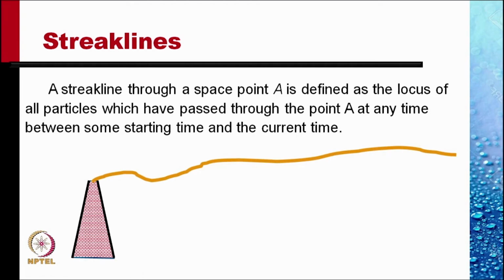Next we talk of a streak line. A streak line through a space point A is defined as the locus of all particles which have passed through the point A at any time between the start time and the current time. Thus, the plume of smoke coming from a chimney is a streak line, because every one of the smoke particles was at the mouth of the chimney at some time earlier than the time at which this picture is taken.